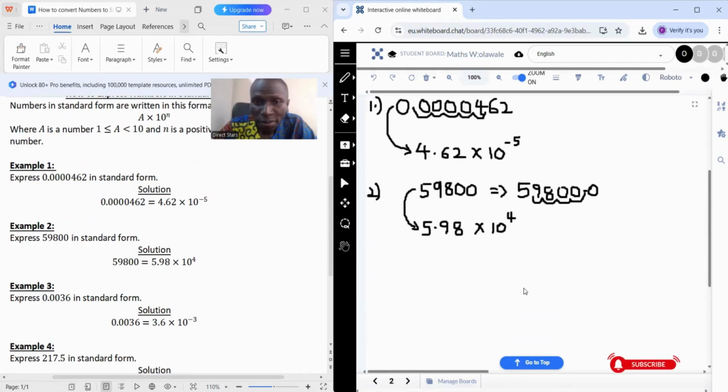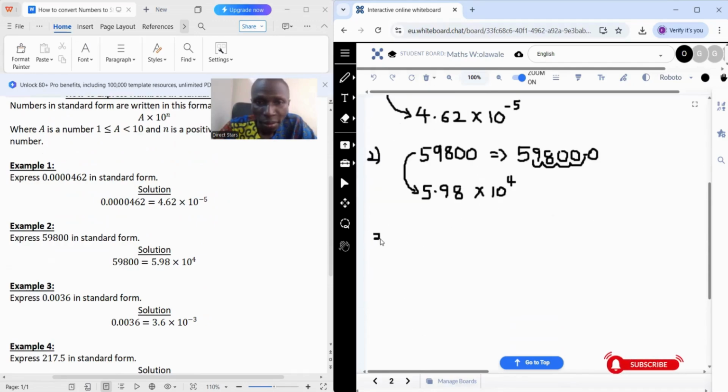Move to example 3. Here we're asked to express 0.0036 in standard form. Just like what we did in example 1 and example 2, the first thing that we're going to do here is to write the first number. The first number that we're going to have here is 3.6. Then times 10. The next thing that I'm going to do here is to get the power.